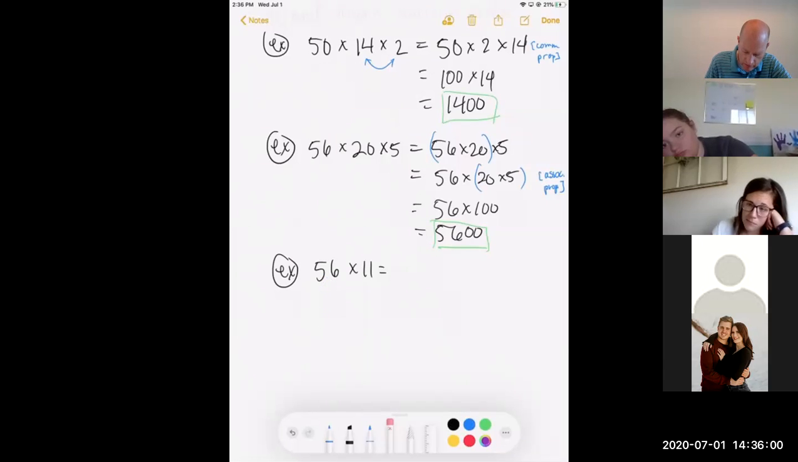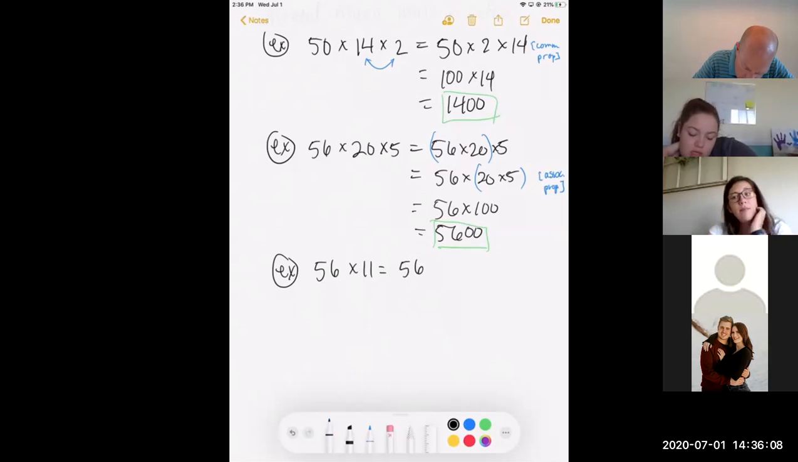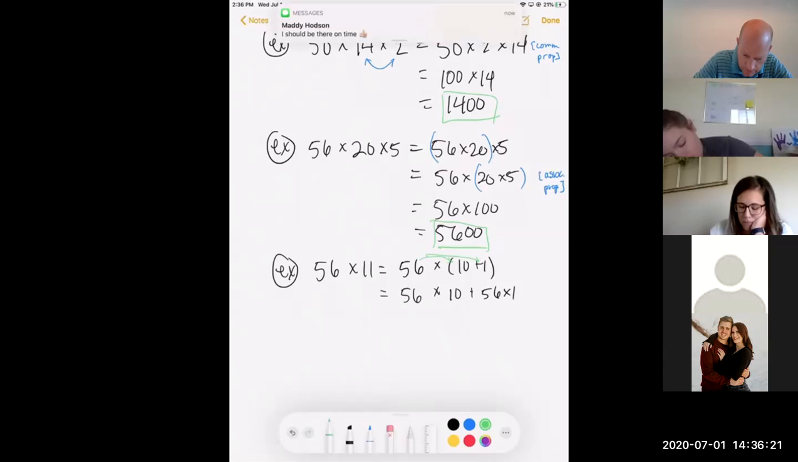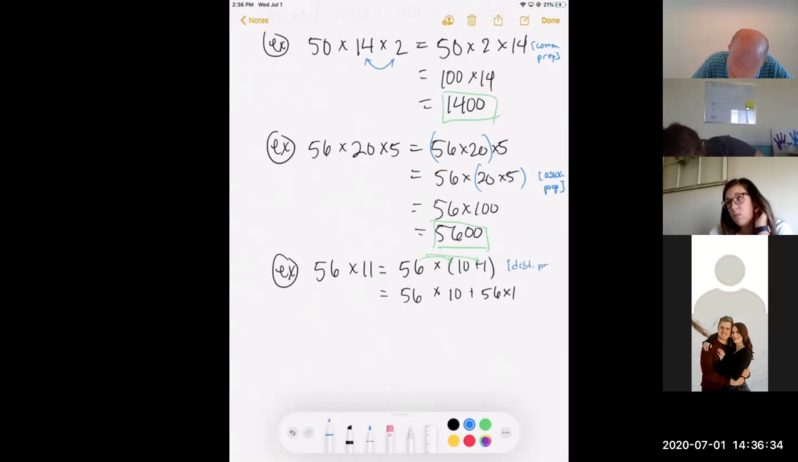11 is close to what number? Let me give you a clue there. 10. How can we put in the 10? Multiplying by 10 is easy. So you break it up into 10 plus 1. Good. And then you do the distributive property. Yeah, that's the distributive property. Distributive property really helps with multiplication.